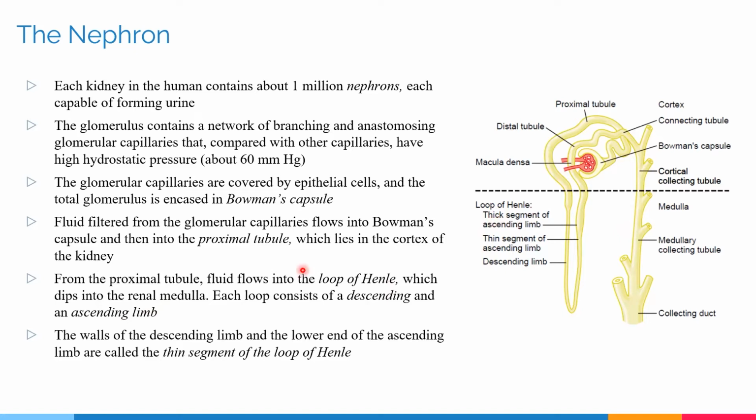the loop of Henle. Each loop consists of a descending and an ascending arm. The walls of the descending limb and lower end of the ascending limb are called the thin segment of the loop of Henle. So these segments are thinner than the other parts of the loop of Henle and are known as the thin segment of the loop of Henle.